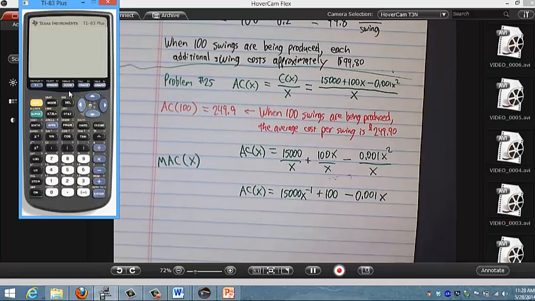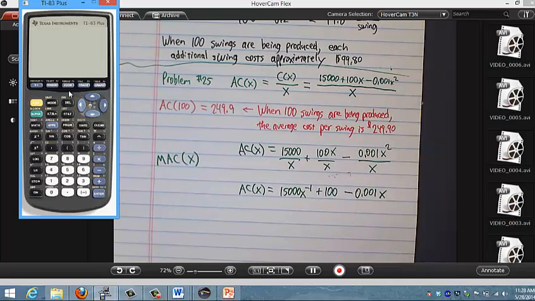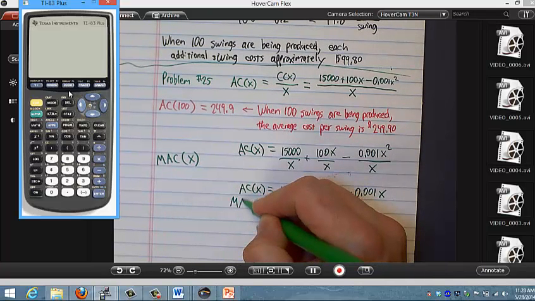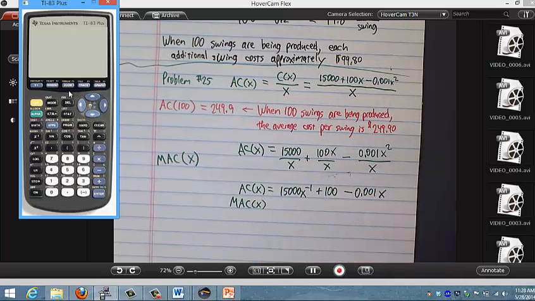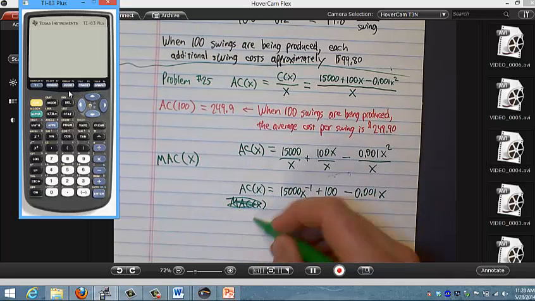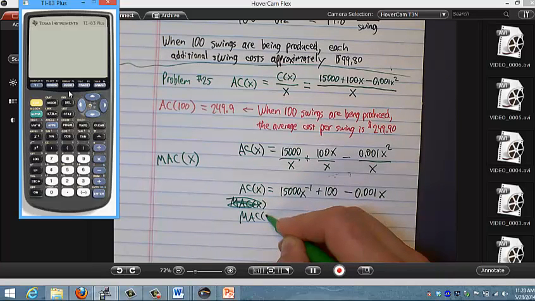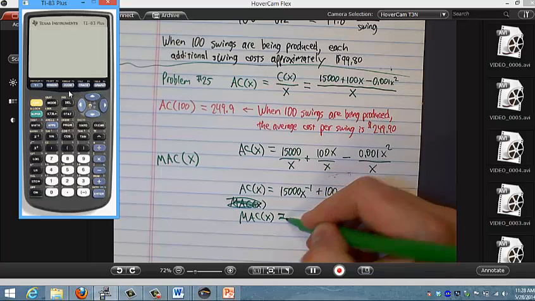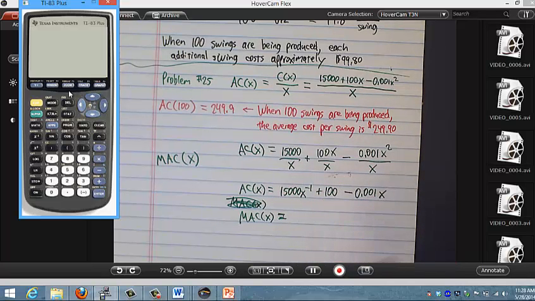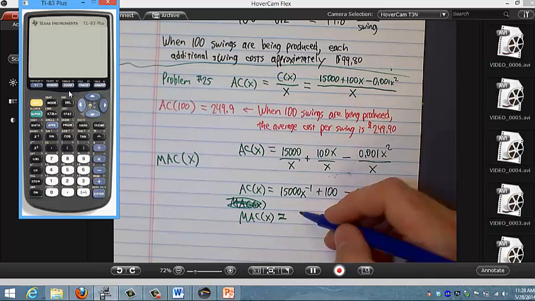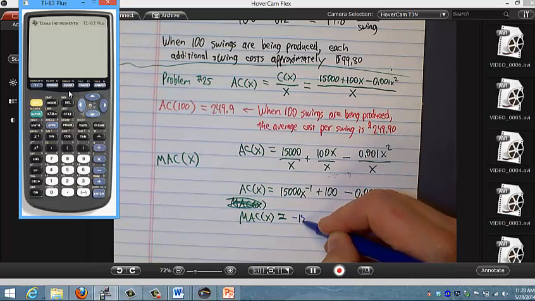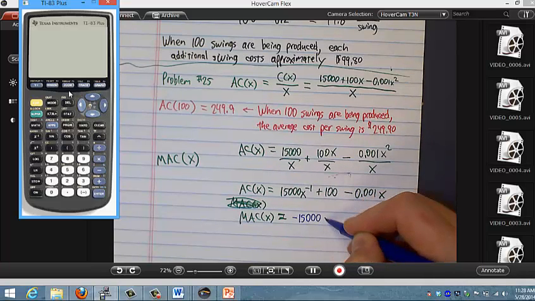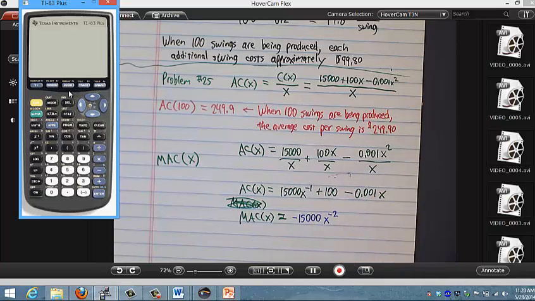So now what? Well, MAC of X, we're going to take the derivative. We get, let's see, negative, because the negative 1 is going to come down, 15,000 X to the negative 2, bing, bing, and then bong is 1.